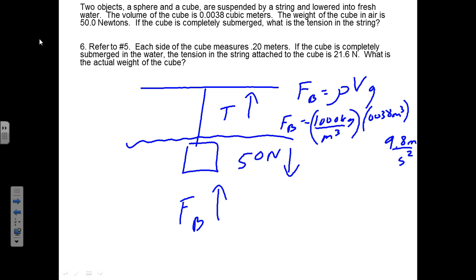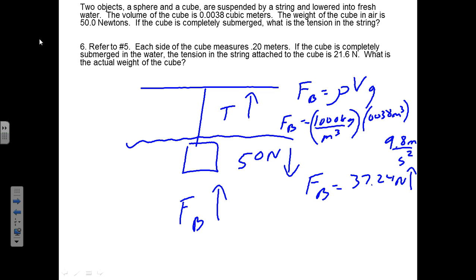So if we multiply all that out, 1,000 times 0.0038 times 9.8, we end up with a buoyant force of 37.24 newtons. And that's acting up.